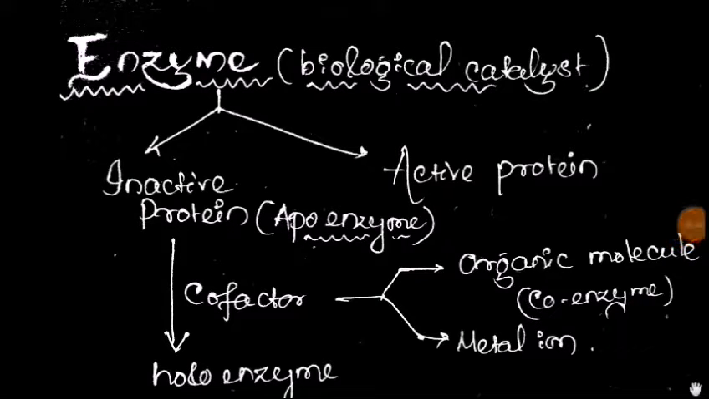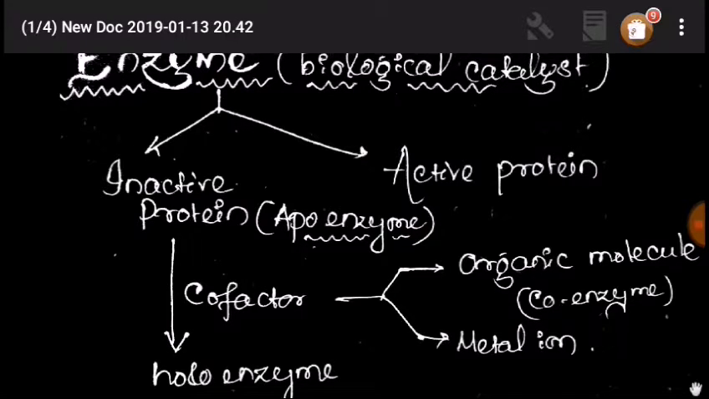Now the chapter is enzyme. It is also called a biological catalyst. The term was given by Kuhne in 1878. It can be divided into two parts. The inactive protein is called apoenzyme and the other is the active protein. The active protein including cofactor is called holoenzyme. The cofactor is again divided into two parts, an organic molecule and a metal ion. The organic molecule part is also called coenzyme.